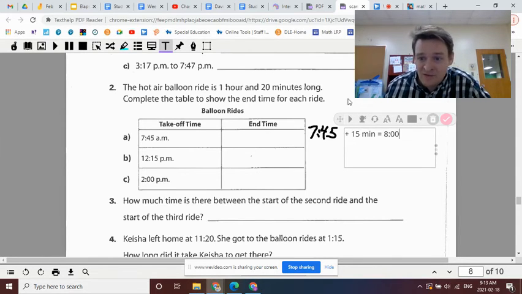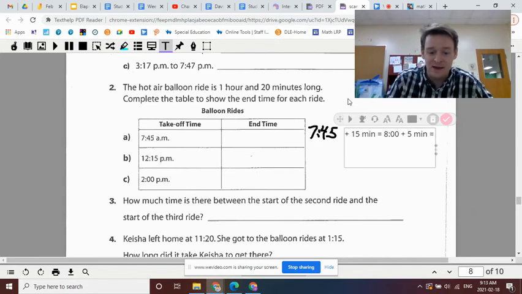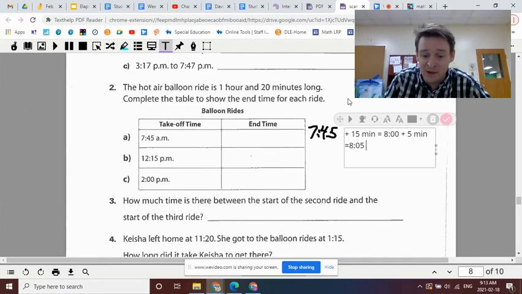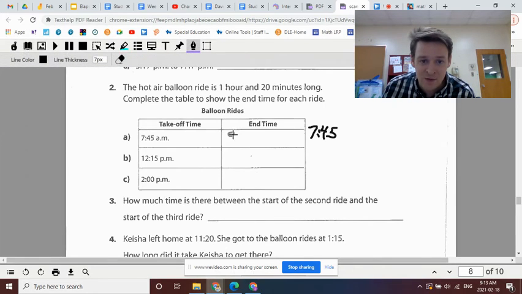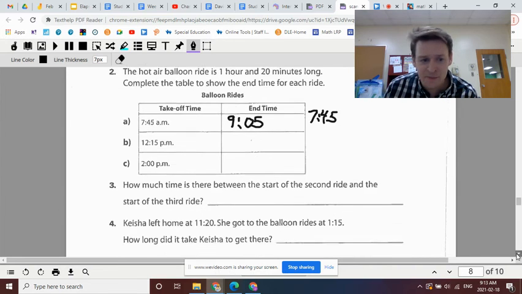But I needed to add 20 minutes, not 15, so I'm going to add those 5 more minutes. And that's going to get me to 8:05. I've added my minutes, and now I just need to add the hour. So add 1 hour, and that's going to change the hour time, and the minute time is going to stay the same. So it's going to get me to 9:05, and that would be the end time of my balloon ride. Okay, see if you can work through the rest of this question.